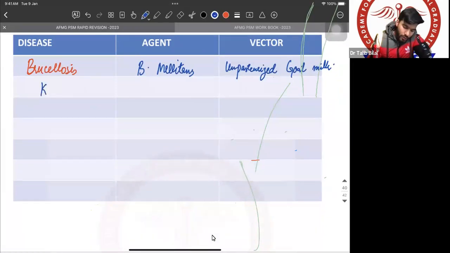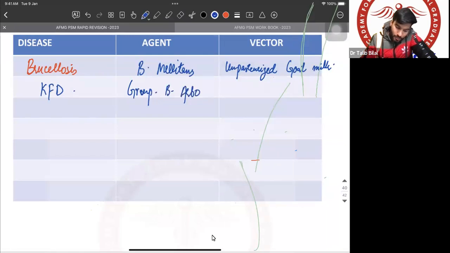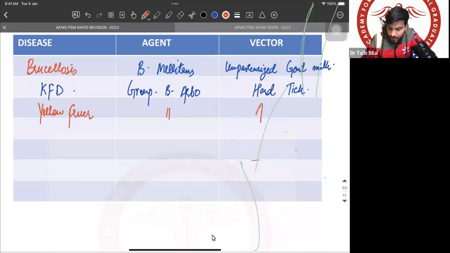If I talk about KFD, what is an agent, guys? Group B arbovirus, and the vector is hard tick. This group B arbovirus, it is also for yellow fever. Yes or no? And what is the vector? Aedes mosquito.